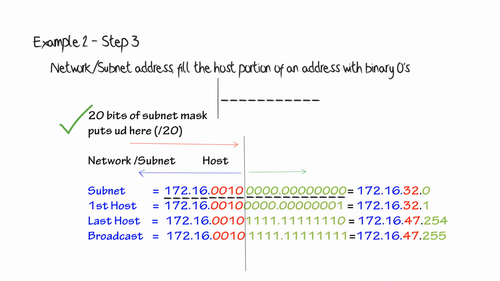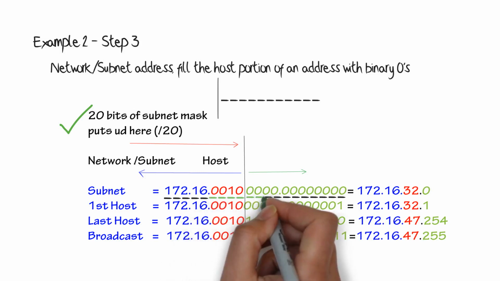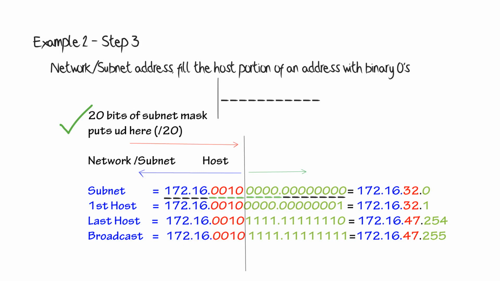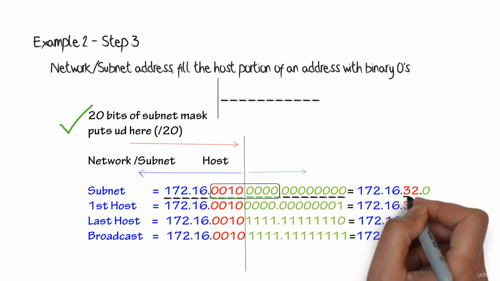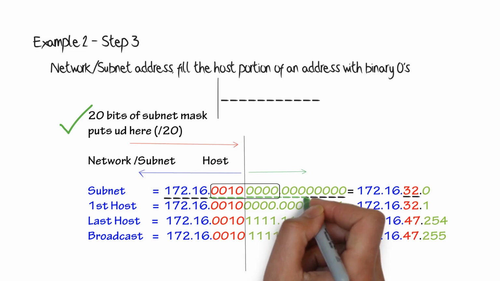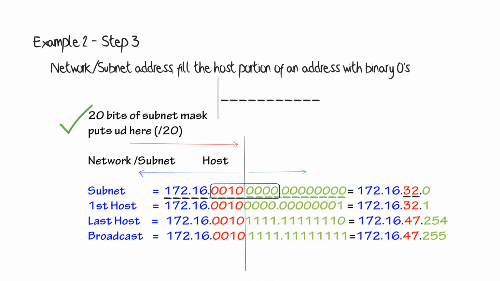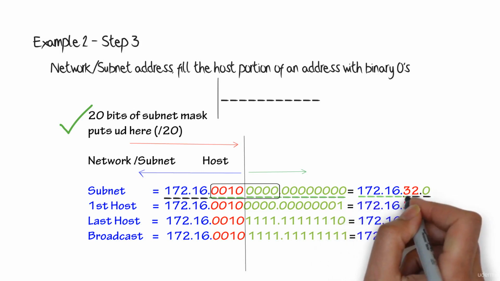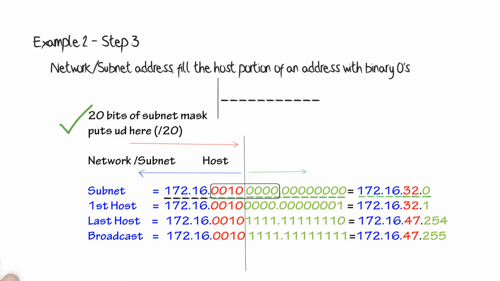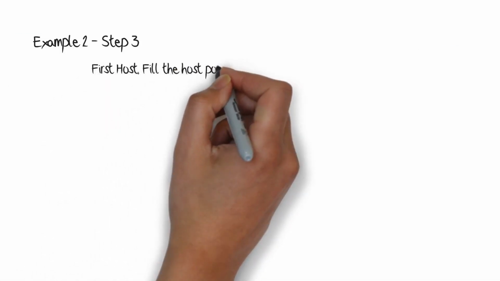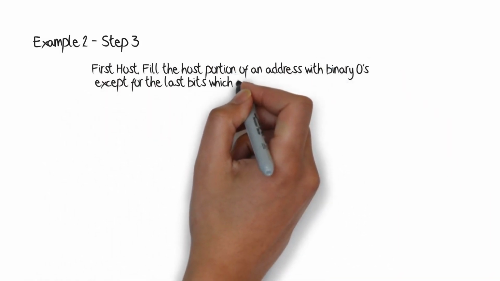When you convert that back to decimal, please note firstly that these 4 bits in red plus the following 4 bits in green are part of the third octet. So 0010 followed by 4 zeros, when converted from binary to decimal, give us a value of 32. The fourth octet is filled with zeros, so converting an octet filled with binary zeros to decimal gives us a value of 0. So the subnet address is 172.16.32.0.